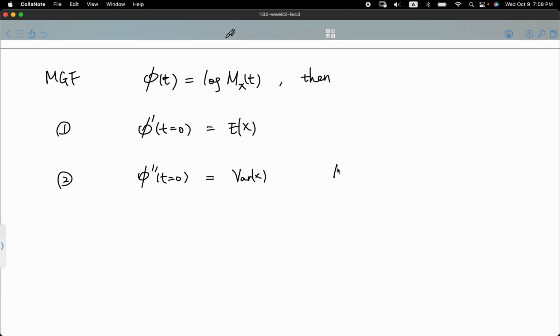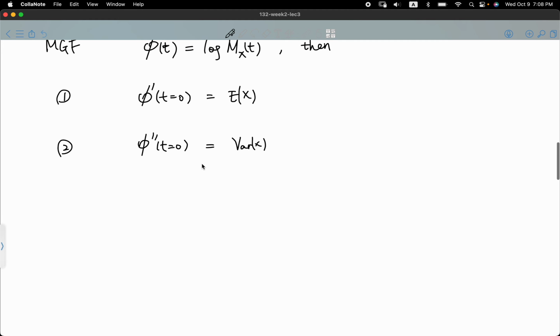And for the moment-generating function, when you take the second order derivative and set t equal to 0, this is equal to the second moment, but not the variance. You need to subtract the square of the first moment, and that will give you the variance of x. But when you take the log transformation, you will directly get the variance of x.